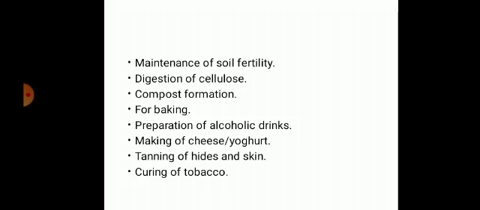What about the curing of tobacco? Curing of tobacco. Bacteria are useful in the curing or ripening of tobacco leaves.